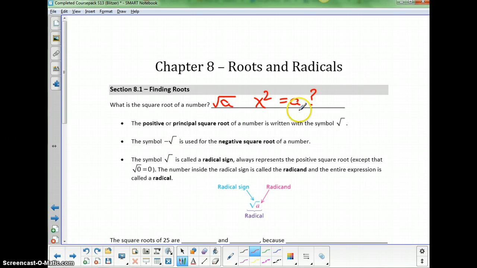Alright, so the positive or principal square root is written with this symbol, the square root symbol. If I want to know the negative square root, I'll write the negative in front of the square root. More definitions here. That square root symbol is also just called a radical sign. Sometimes I want to talk about radicals that aren't square roots, like cube roots or so on. They'll still use this radical sign, but they'll have a different index. So this is our radical sign. It always represents the positive square root. Also, 0 is not positive, so if you have the square root of 0, it is 0.